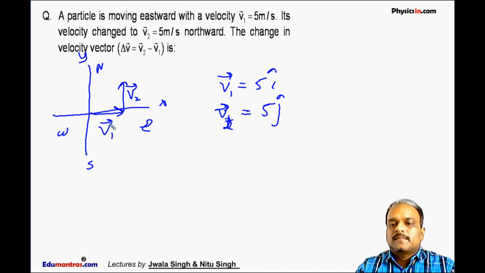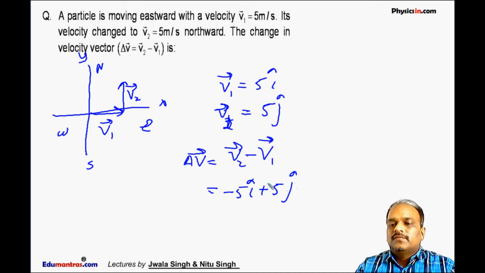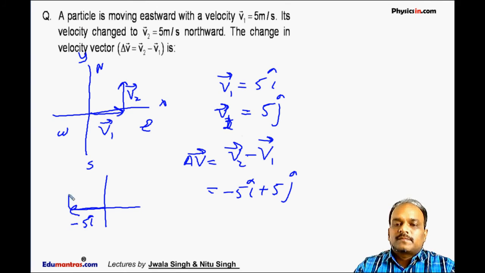Initially it is going in the eastward direction, finally it is moving in the northward direction. So this is vi and this is vf. So delta v is the final velocity, v2 minus v1. So this comes out to be minus 5 i cap plus 5 j cap. If I draw this vector, it is minus 5 i cap and plus 5 j cap, and this vector is delta v, which is in the direction of northwest.